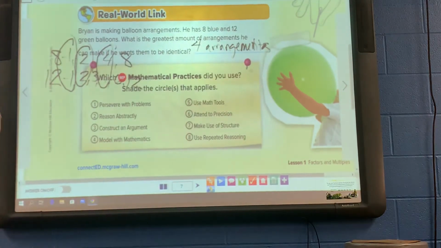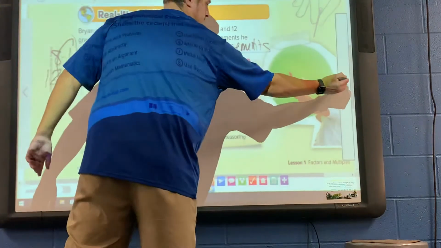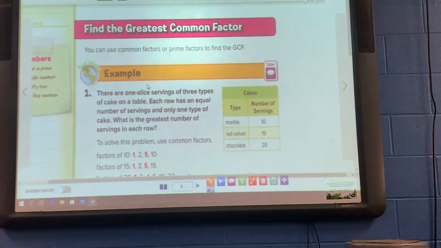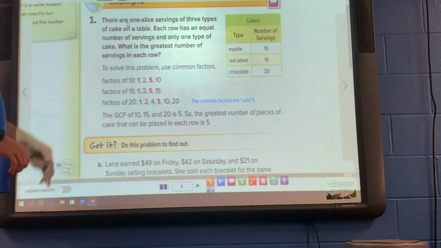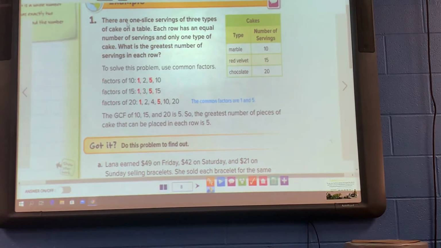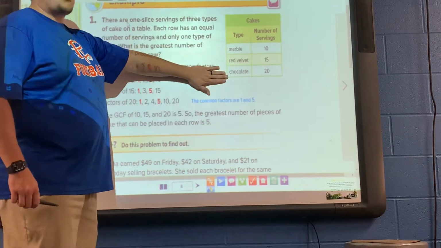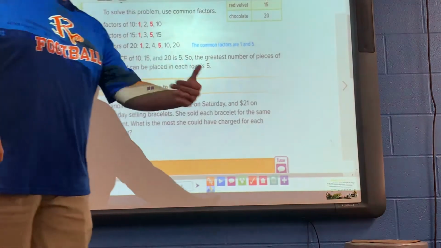Okay, so now we're going to go into the next page. So on page 8, okay, we're going to find the greatest common factor, the GCF. That's what I'm going to be calling it a lot. Okay, so in example number 1, they tell us there are 1 slice servings of 3 types of cake on a table. Each row has an equal number of servings and only 1 type of cake. What is the greatest number of servings in each row? Well, we have marble cake that's got 10 servings, red velvet for 15, and chocolate with 20. So just like we did before, we're going to list these out. We're going to find the factors of each number.